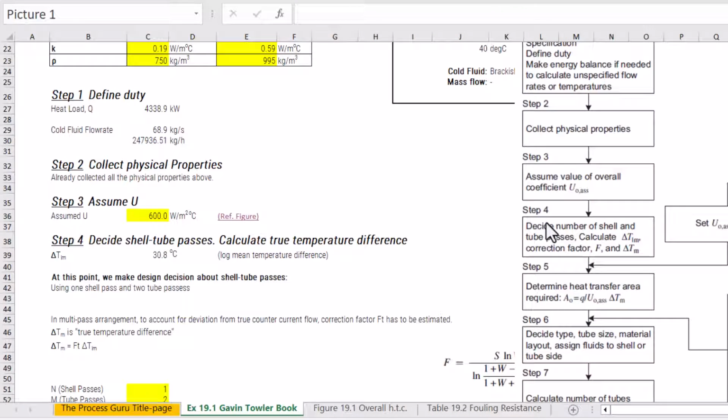Now coming to step number 4. Here we need to decide the number of shell and tube passes. We need to calculate LMTD, the logarithmic mean temperature difference. We also need to calculate the correction factor in case of multiple tube passes, and we need to calculate the delta Tm, which is the true temperature difference.